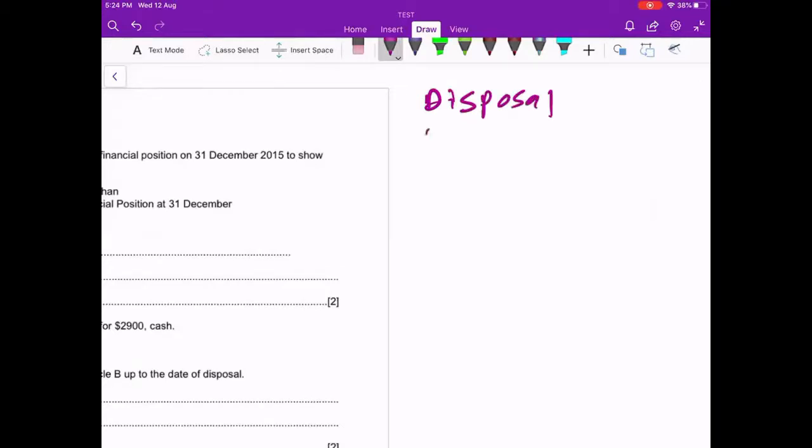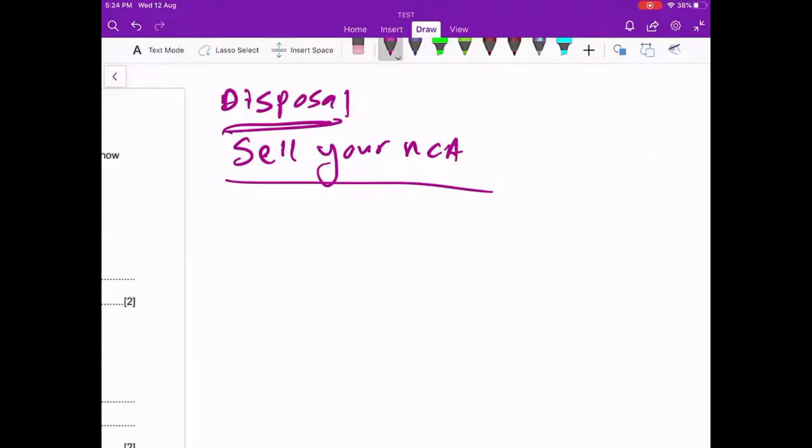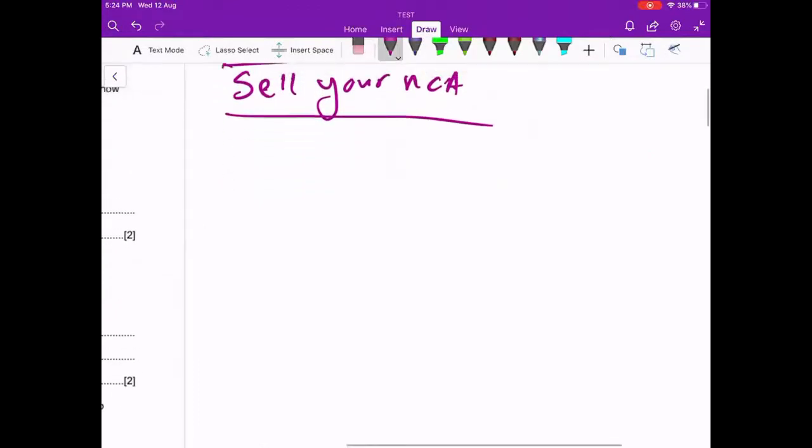Disposal. Okay, what is disposal? Disposal means you sell your non-current asset. You buy it, and after a few years, you sell your non-current asset. First, I give you notes, later we do some exercise.